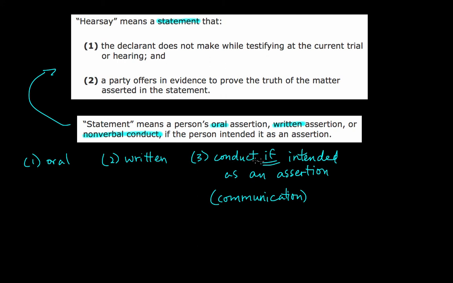Now importantly, that conduct has to be intended as an assertion. So if Bob comes in from outside and we don't ask him whether it's raining, and he's not trying to tell us that it's raining, he simply shakes out his umbrella because he's trying to get it dry, well then his conduct, even though it's the same conduct, would not be considered a statement, and that's because it's not intended to communicate a fact. It's not intended as an assertion. So for something to be hearsay, it first of all needs to be a statement.